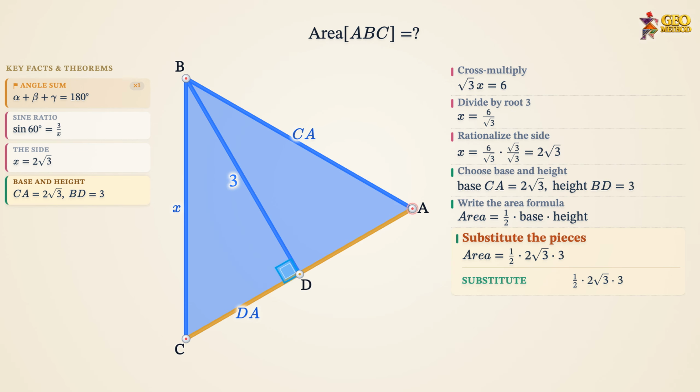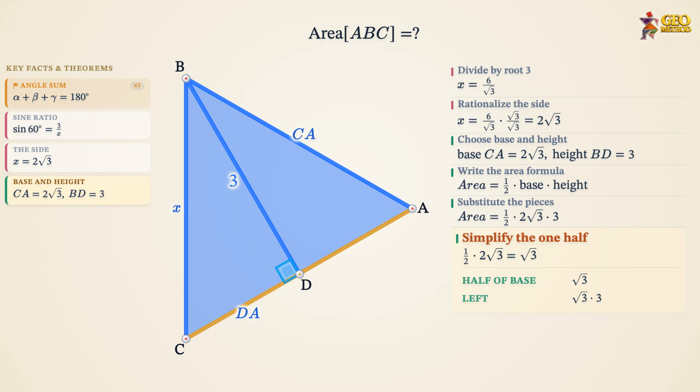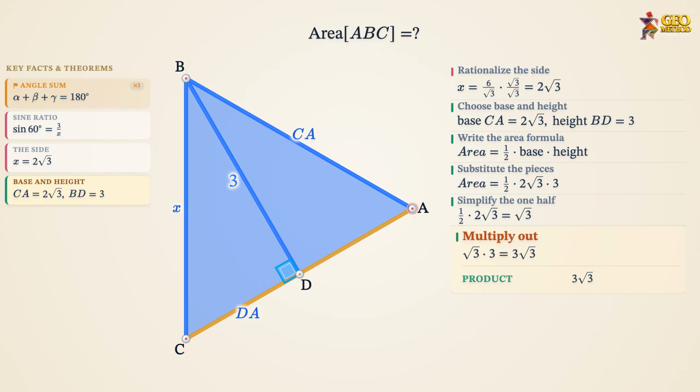Substituting gives 1/2 times 2 root 3 times 3. Every symbol is now a number, so we simplify the arithmetic. 1/2 of 2 root 3 is just root 3. Since the 1/2 and the 2 cancel, that leaves root 3 times 3 to finish. Root 3 times 3 is 3 root 3. So the area of the full blue triangle works out to 3 root 3.